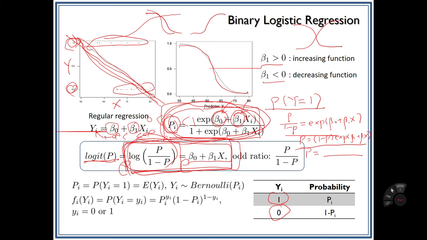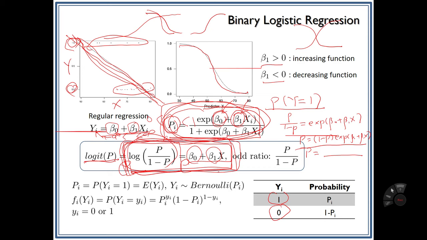Just like a regular regression. Anyways, in binary logistic regression, we use this formula for making this kind of S-shaped curve. And based on the data set, just like a regular regression, we want to find this beta 0 and beta 1 from the data. We want to estimate those two things from the data.